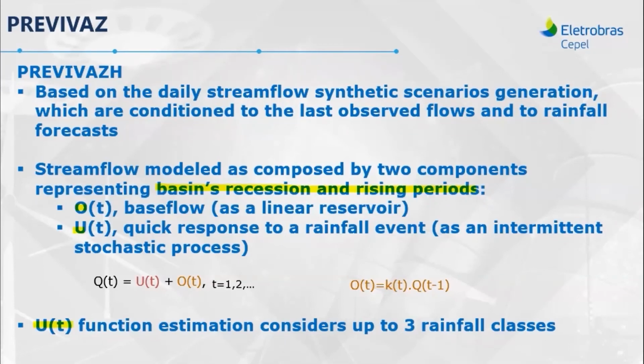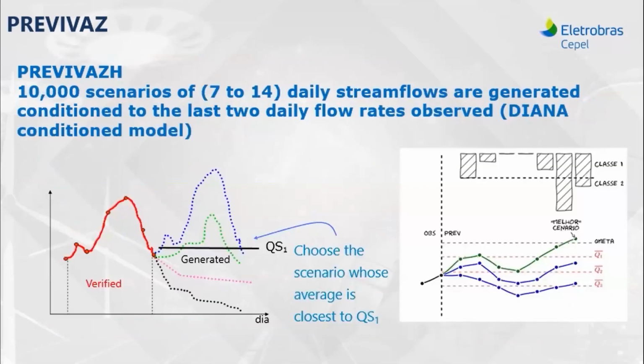The component U is estimated considering up to 3 rainfall classes. The process here is we generate 10,000 scenarios of daily stream flows up to 14 days ahead, and we choose the scenario whose average is closer to our weekly forecast target. Okay, these scenarios will be our daily forecast stream flow.